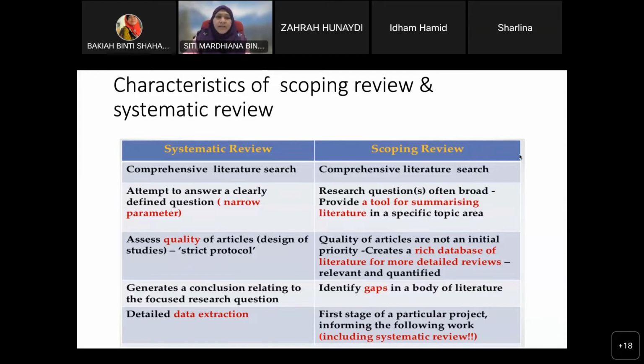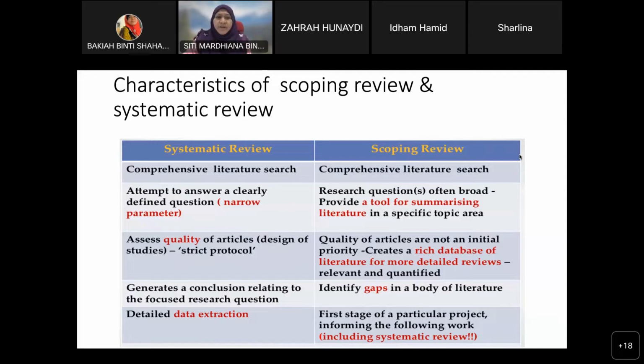For systematic review, it assesses the quality of articles. Okay, it cannot simply choose any articles. It adheres to a strict protocol. Whereas for the scoping review, the quality of articles is not an initial priority, where it creates a rich database of literature for more detailed reviews, which are relevant and quantified to the topic of interest, where we can also search in the gray literature, which involves books, policies, websites.